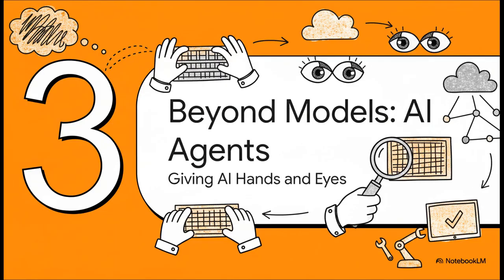So we've seen how good prompting can guide a model's internal reasoning. But what's the next big step? Well, it's connecting that powerful brain to the outside world. And that brings us to our next section, AI agents. This is where we go beyond just text and give AI hands and eyes to actually do things.